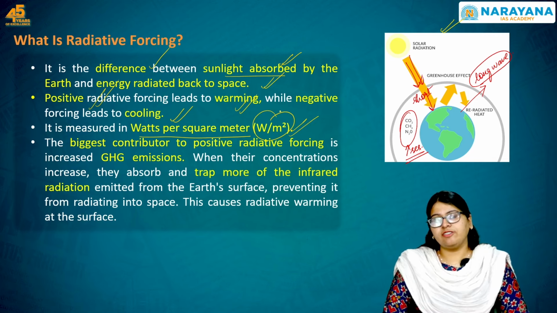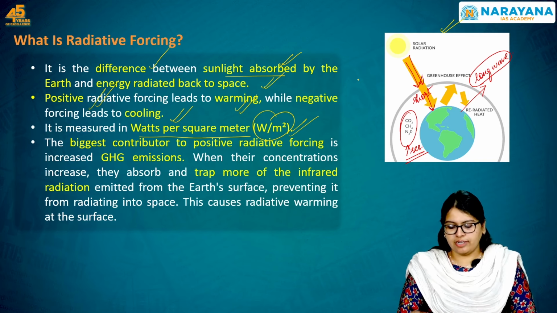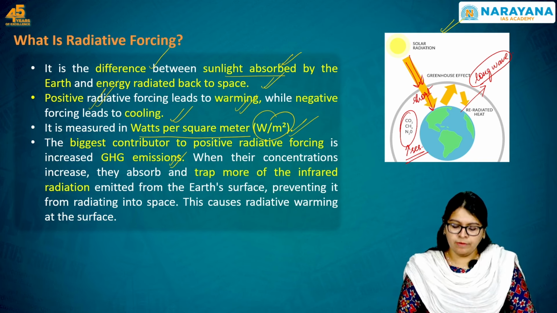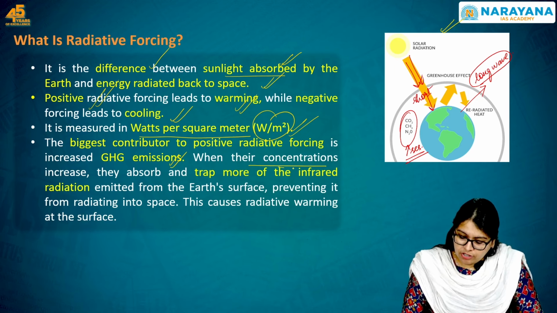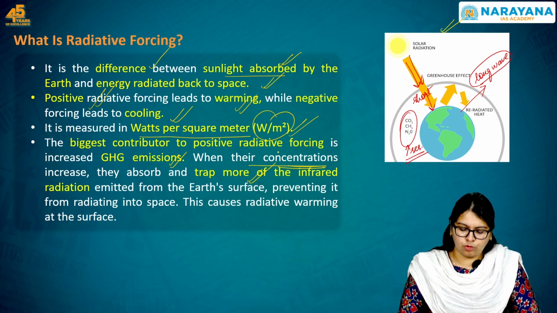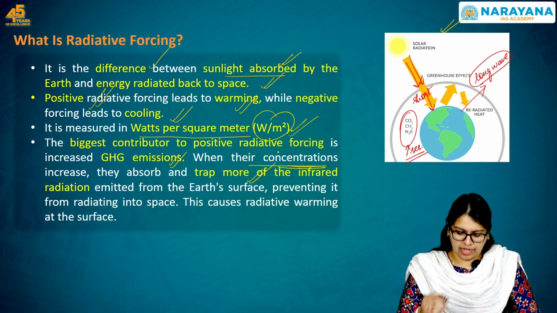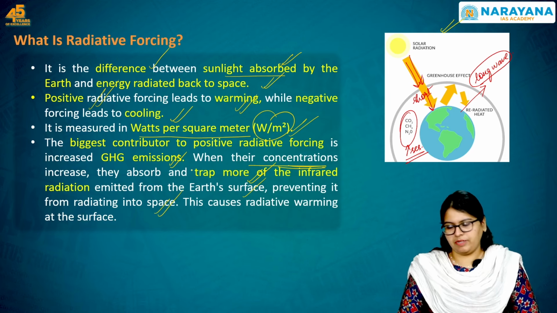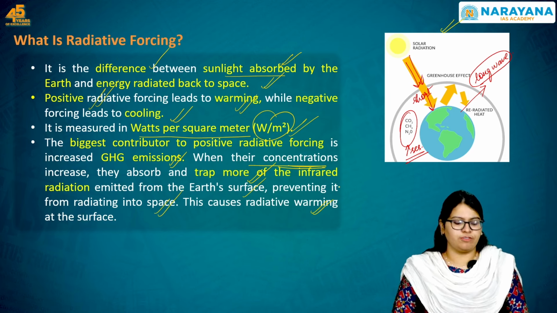And the biggest contributor to positive radiative forcing is the presence of greenhouse gas emissions. We actually read about it. When the concentration of greenhouse gases increases, they absorb and trap more of the infrared radiation emitted from the Earth's surface, preventing it from radiating into space. And this causes radiative warming at the surface of the Earth.